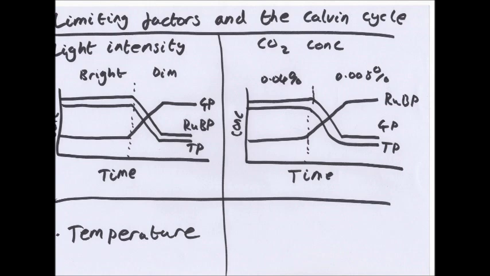So, in this case, RuBP will accumulate because it's not being fixed to GP. No GP will form, so GP decreases. So it won't be converted to TP, so TP decreases. And yet again, since it started with the RuBP, the RuBP won't just vanish after it's accumulated, so that's why that's high. Now with temperature.